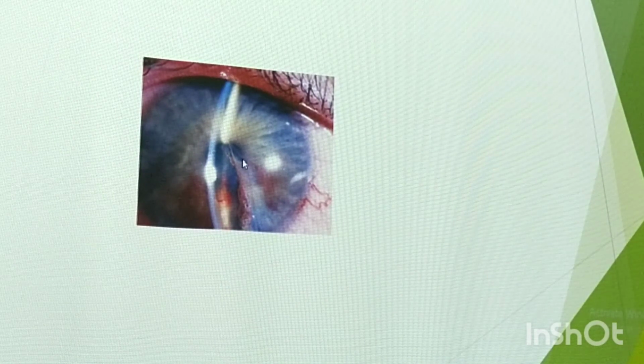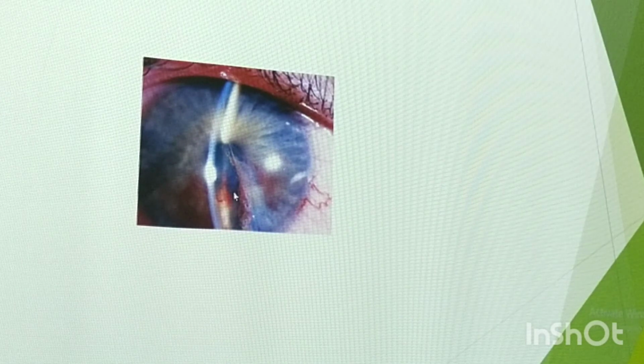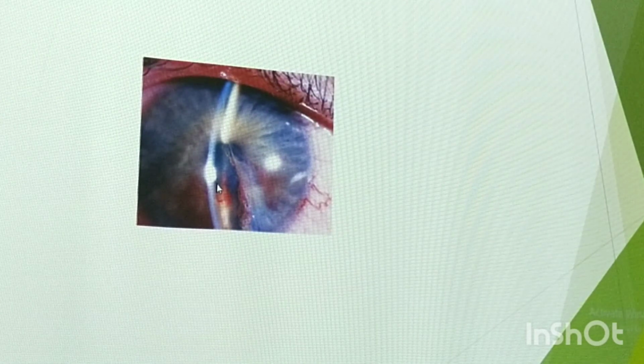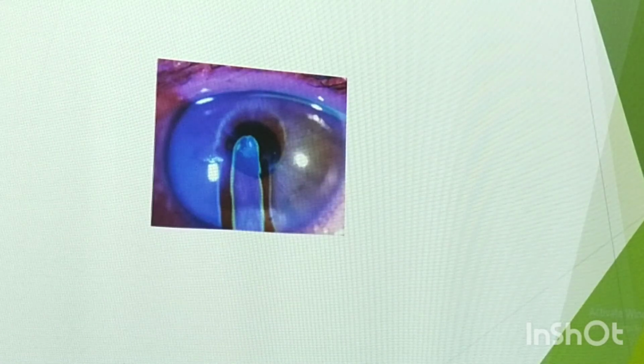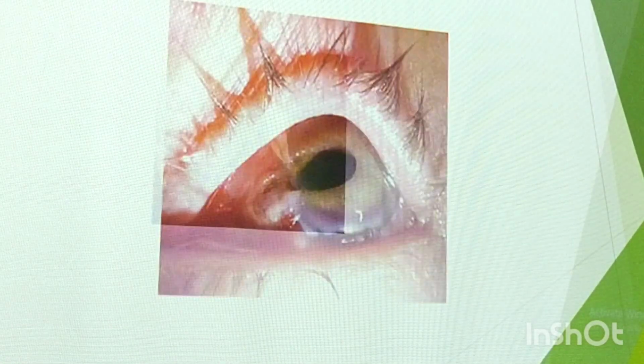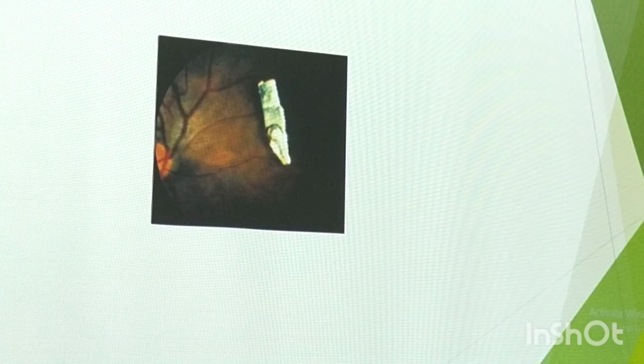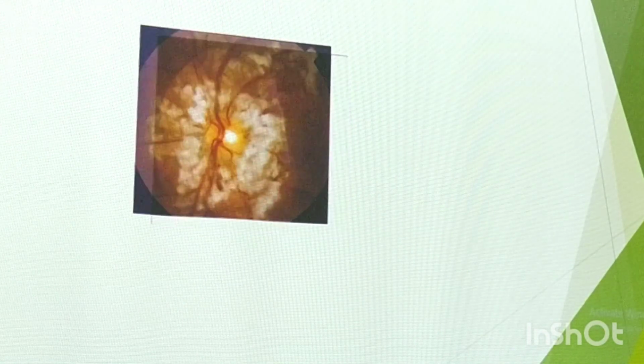But once this is open, we have to repair it with 10-0 nylon. And usually these are children, and children need general anesthesia for any repair. To take a foreign body from a child of 3 years, we cannot do it on slit lamp. We cannot do that without general anesthesia. Again, fluorescein. It is an intraocular foreign body.